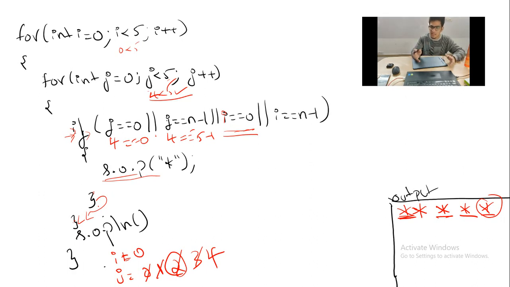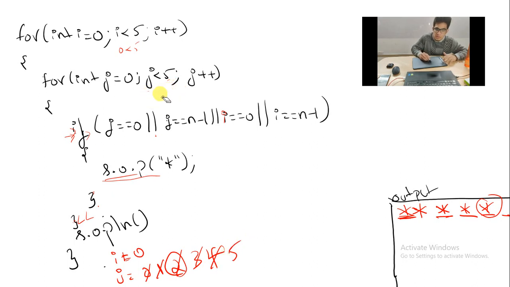Any one of the conditions is true, it will print a star. After printing the star, the cursor moves to the right. Closing bracket of the j loop, j plus plus happens. J plus plus means j value will now be 5, right? When j is 5, you check: is 5 less than 5? No, the condition is false. When the condition is false, control comes out of the j loop, SOP-LN runs, and the cursor comes to the new line.